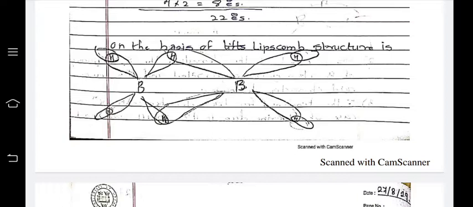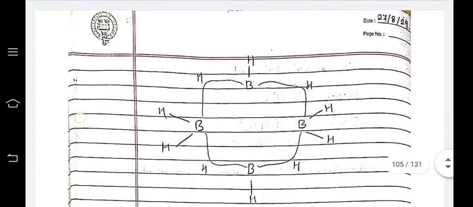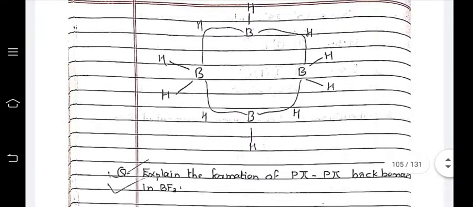On the basis of the Williams-Lipscomb structure, this structure explains how the banana bonds are formed and how the 2 center 3 electron bonds arise.